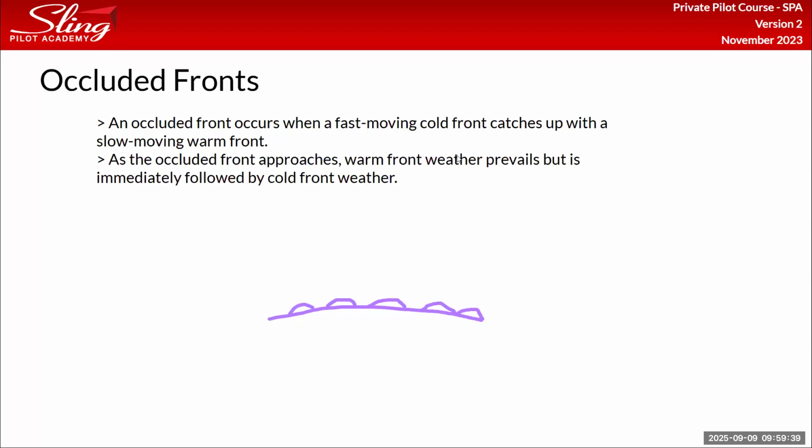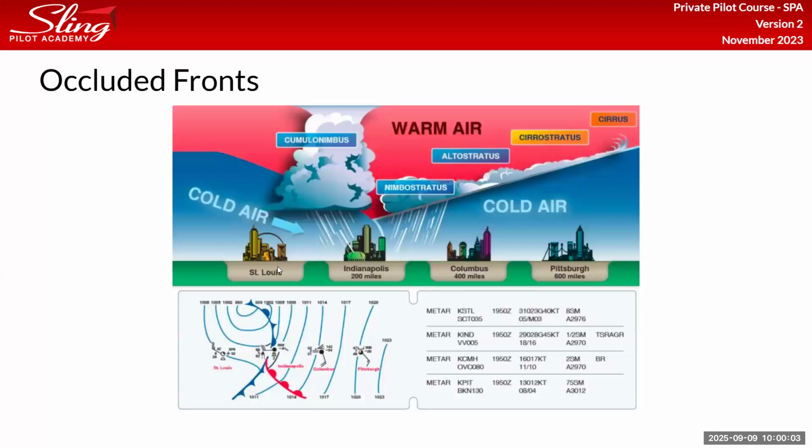So as the occluded front approaches, warm front weather prevails, but is immediately followed by cold front weather. So it's like a back-to-back hit of warm front weather and then immediately cold front weather, which usually results in very bad weather. Occluded fronts are known to be indicators of extremely bad weather, thunderstorms, unstable air, things like that.